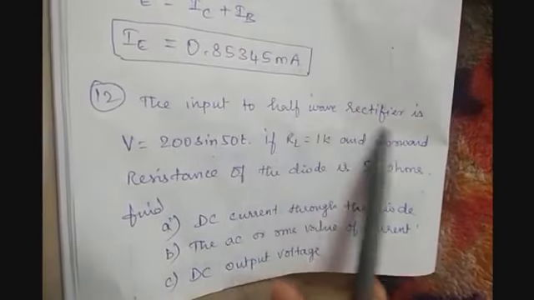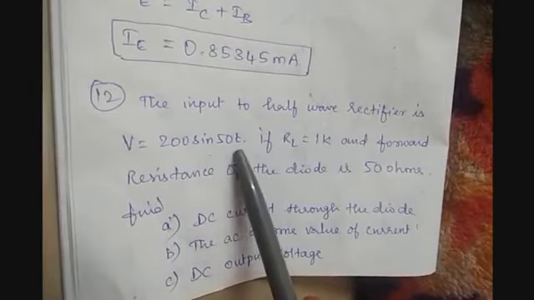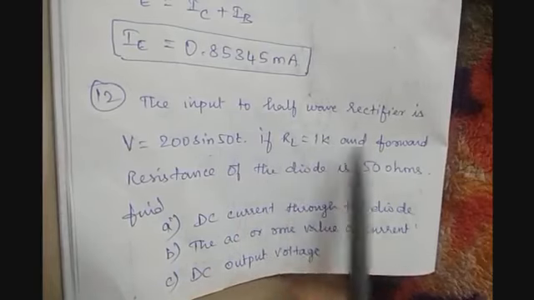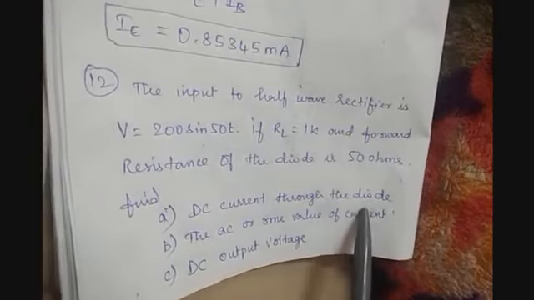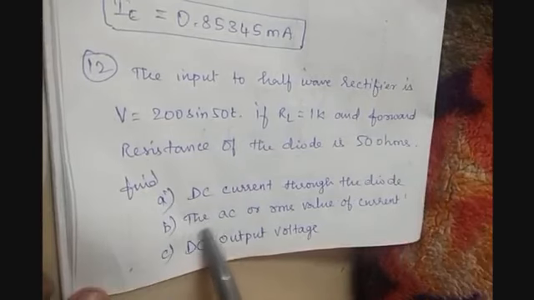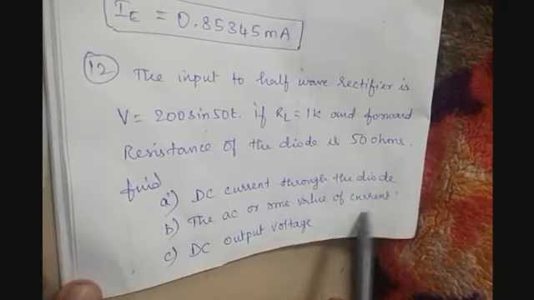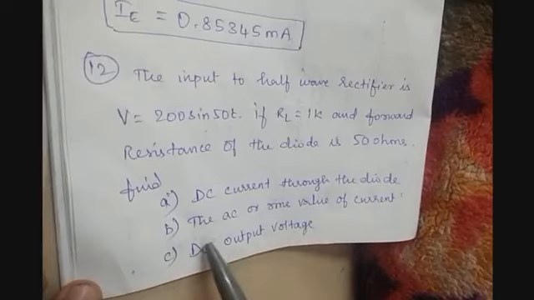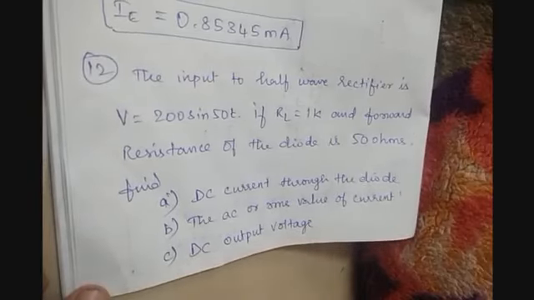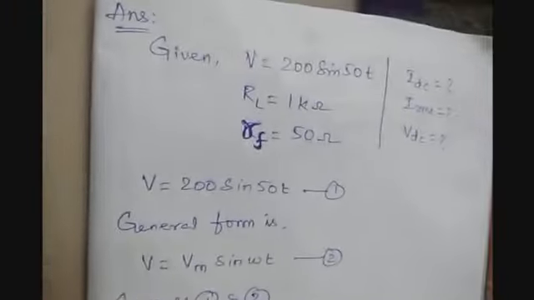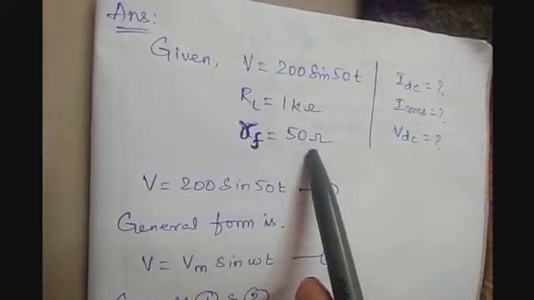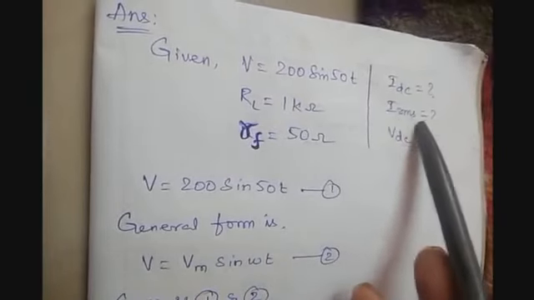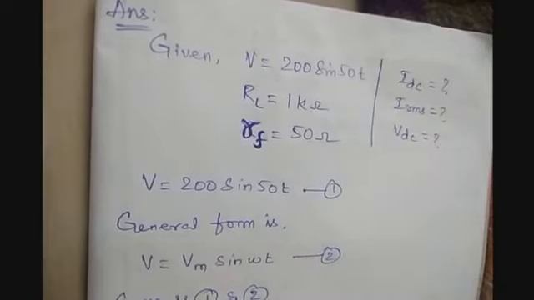The input to half wave rectifier is V equal to 200 sin 50t. If RL equal to 1K and forward resistance of the diode is 50 ohms, find DC current through the diode and the AC or RMS value of the current and DC output voltage. So first, given values we'll see. V equal to 200 sin 50t, RL equal to 1K, RF equal to 50 ohms, and IDC value we need to calculate, IRMS value we need to calculate, VDC value we need to calculate.